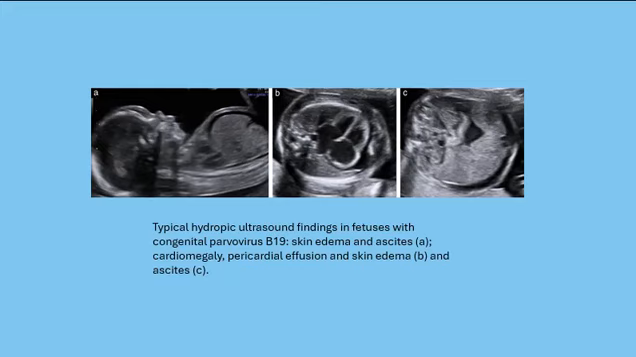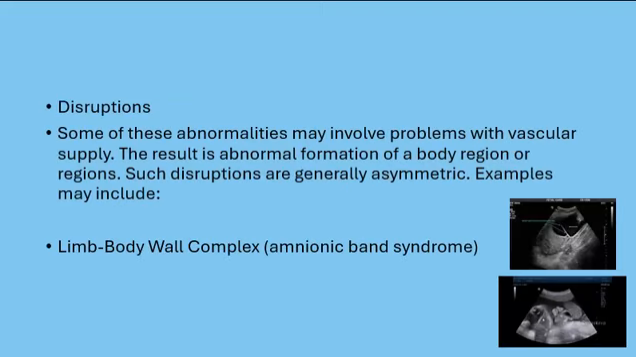Disruptions. Some of these abnormalities may involve problems with vascular supply. The result is abnormal formation of a body region or regions. Such disruptions are generally asymmetric. Examples may include limb-body wall complex, amniotic band syndrome.